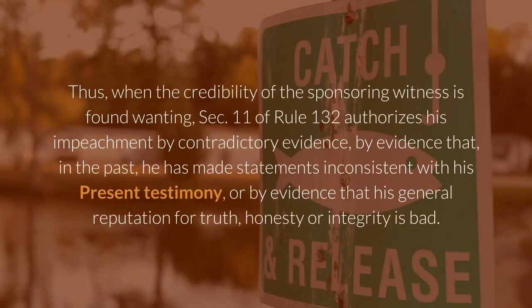Thus, when the credibility of the sponsoring witness is found wanting, Sec. 11 of Rule 132 authorizes his impeachment by contradictory evidence, by evidence that, in the past, he has made statements inconsistent with his present testimony, or by evidence that his general reputation for truth, honesty or integrity is bad.